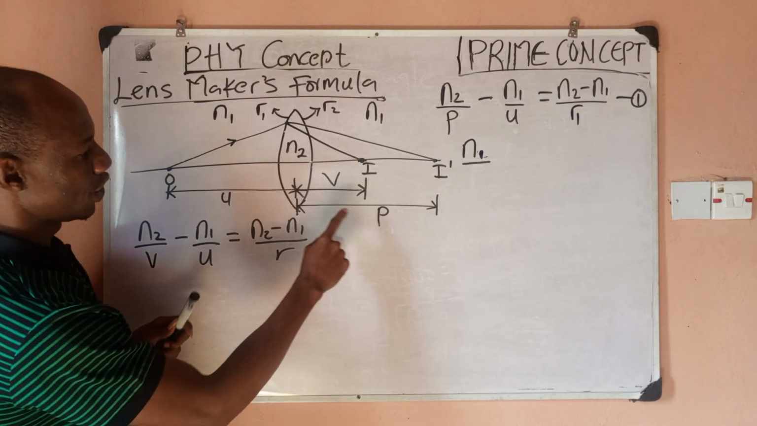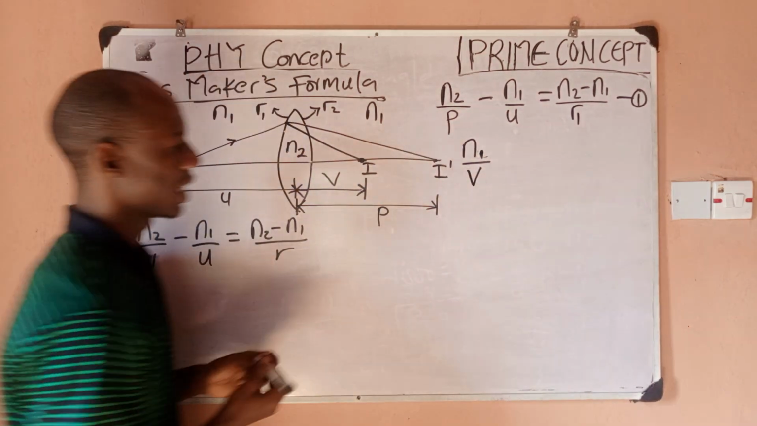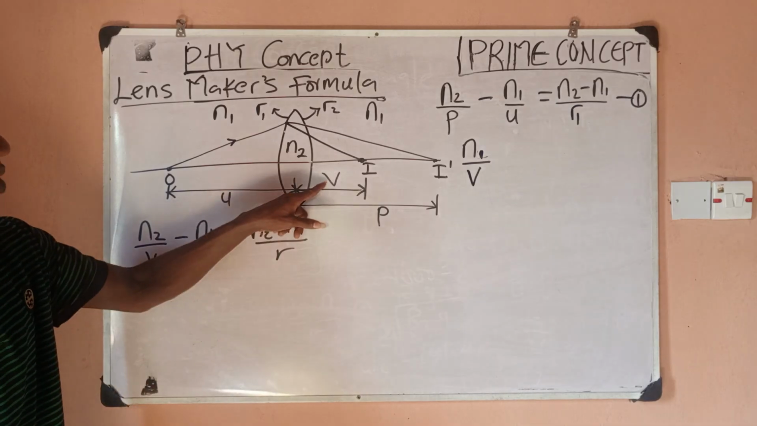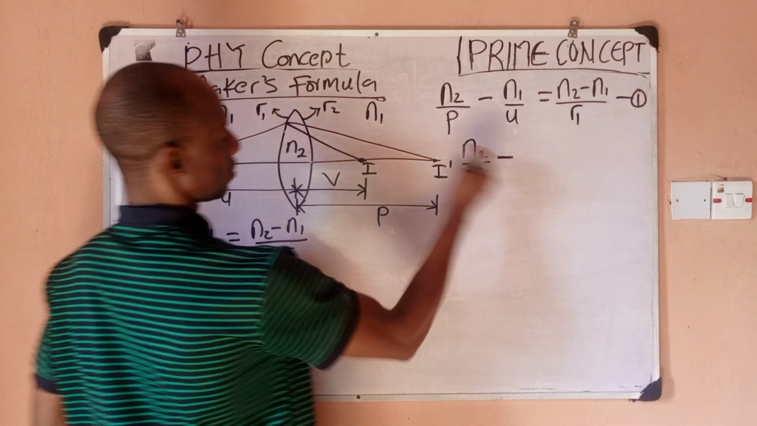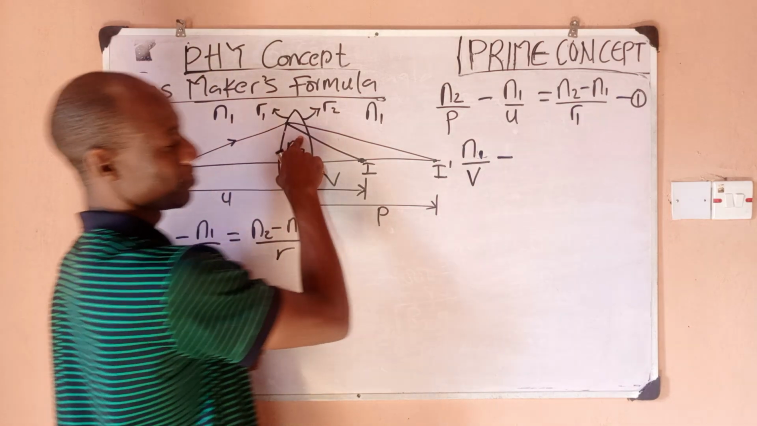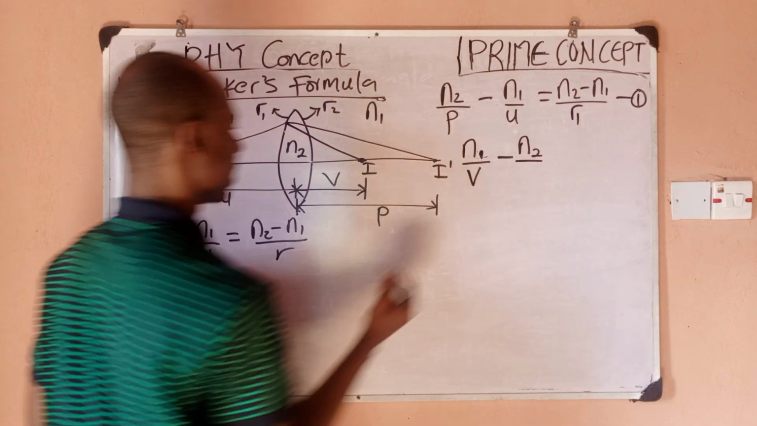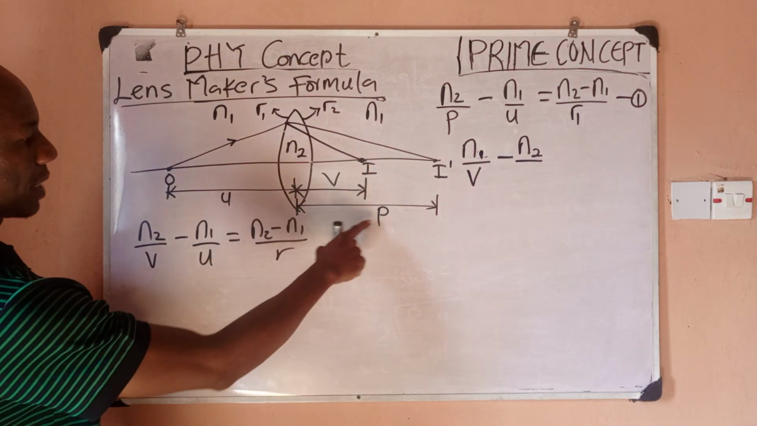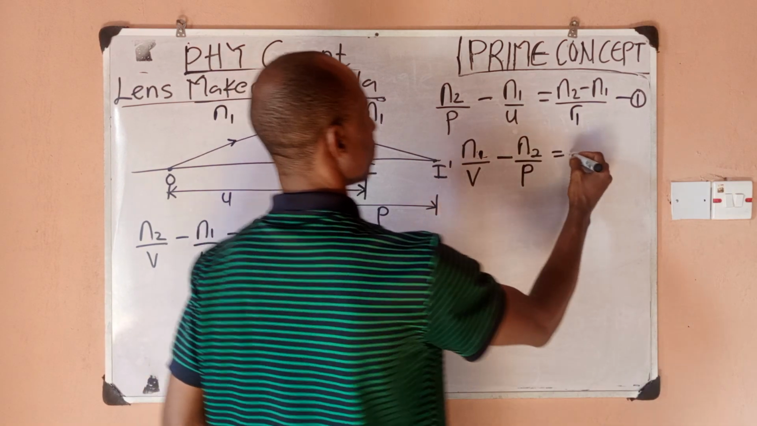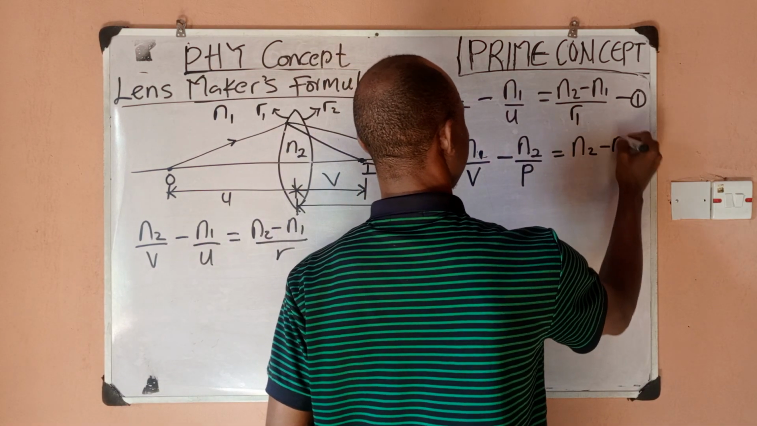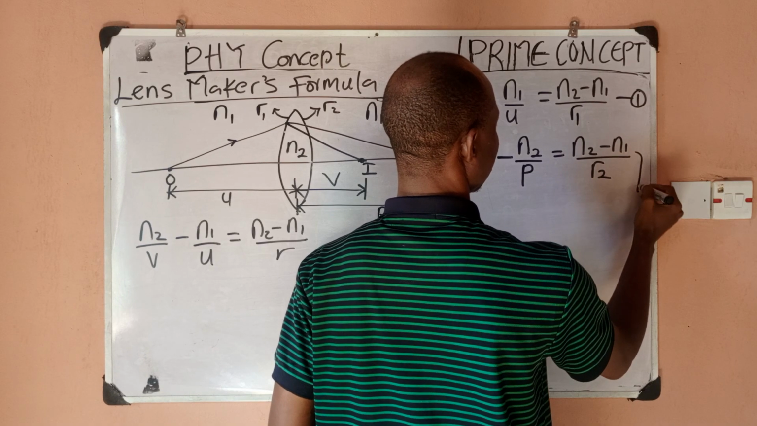So the image is actually what now? The final image is V, then minus N2, since the refractive index at the first surface is now N2. So the first divided by what now? We have divided by P. Thank you. Divided by P. So this is going to give N2 minus N1 all divided by R2. So I'm going to call this equation 2.